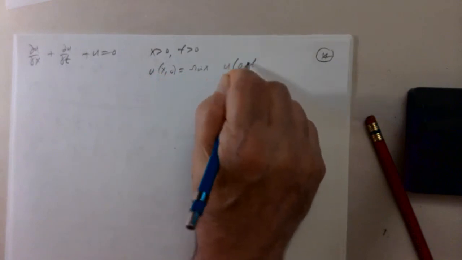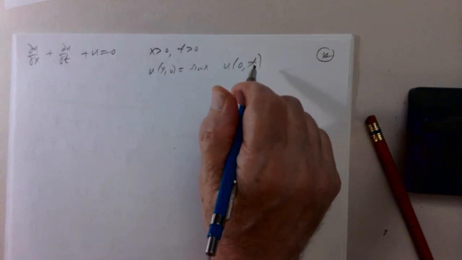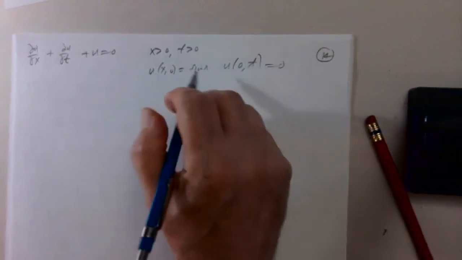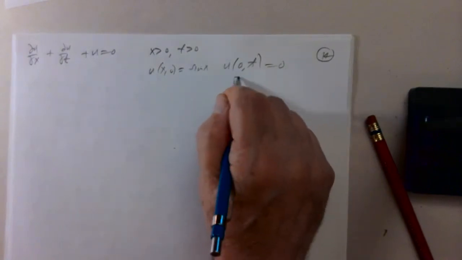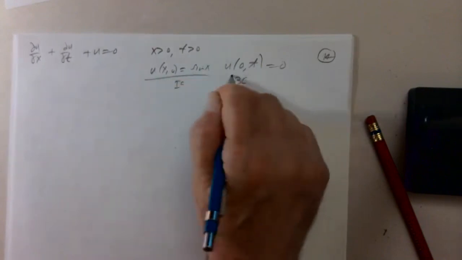And we have a boundary condition at the left-hand boundary, when x is equal to 0, u of 0,t is always equal to 0. So this is the boundary condition. This is the initial condition.